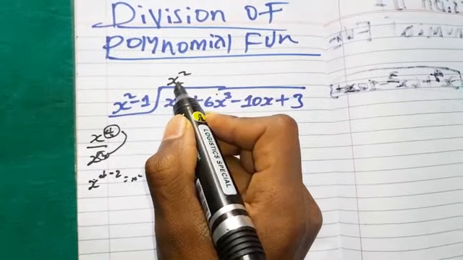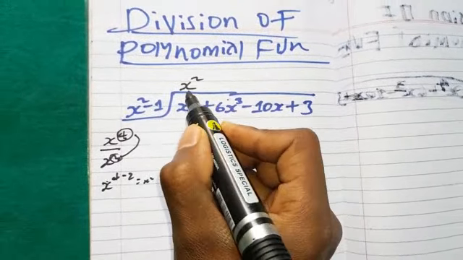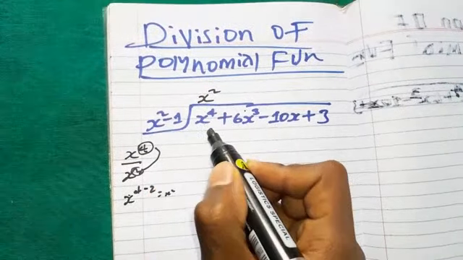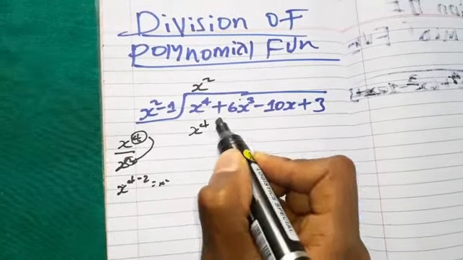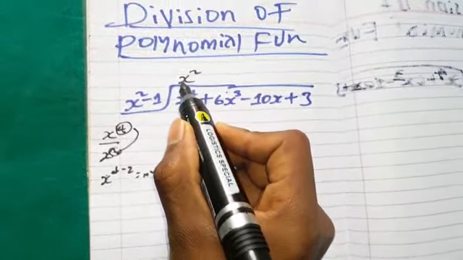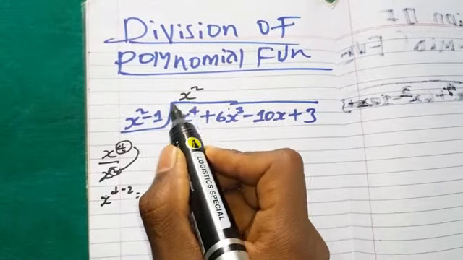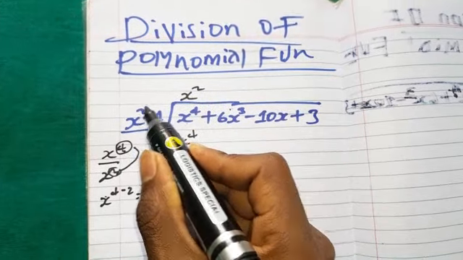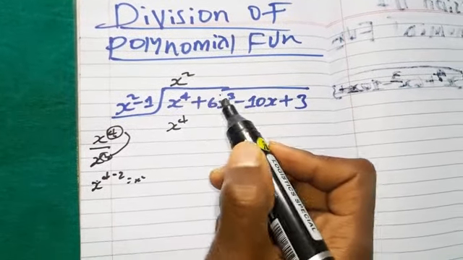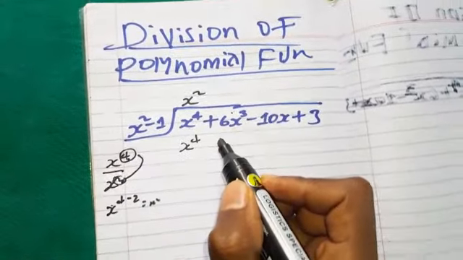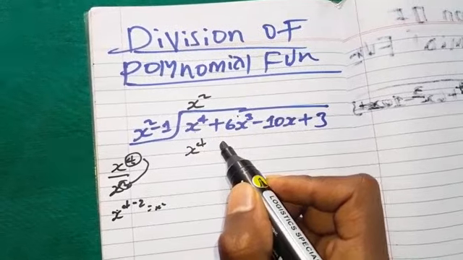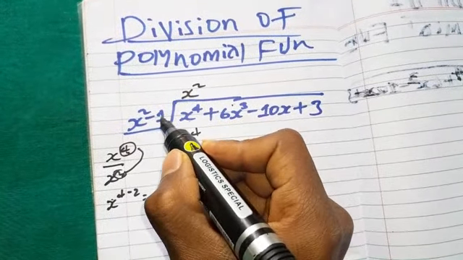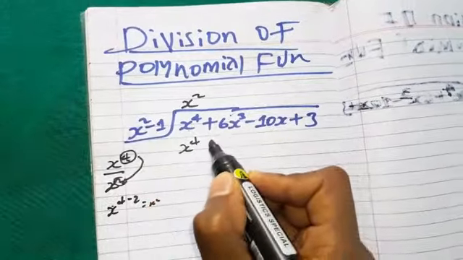Then let me multiply this one. x squared times x squared means x to the power of 4. When we multiply these variables to each other, the powers add up: 2 plus 2. Do you get it? If you don't get it, you can ask me under the comment. Then x squared times minus 1 means minus x squared.